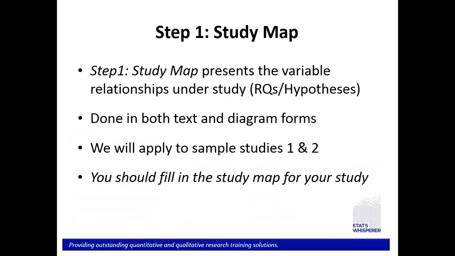Now specifically, the step 1, the study map, presents the variable relationships under study in the form of the research questions and hypotheses in addition to the diagram, right? So we're expressing the study map both in a text form and a diagram form. And we'll do that right now for sample studies 1 and 2. So keep this in mind because you should fill in the study map for your study again.